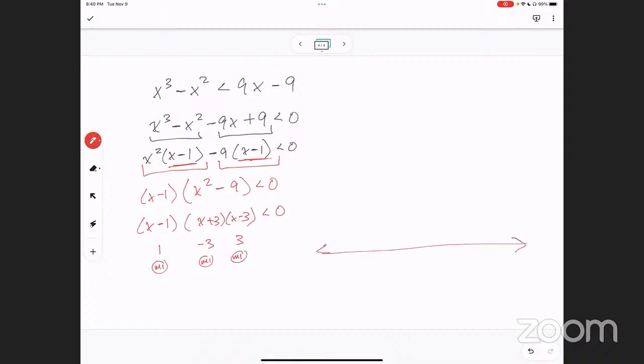Watch how easy this is. Here's -3, here's 1, here's 3. It's an odd degree and the leading coefficient is positive. That means it goes up to the right, and down to the left. And all of them go through. It's just like the other one. Through, through, through.